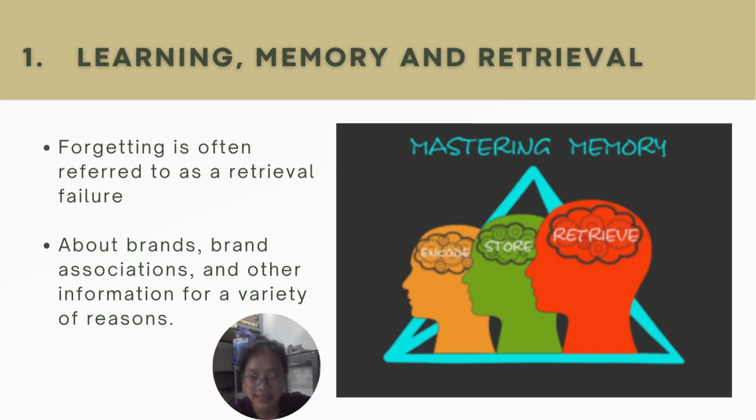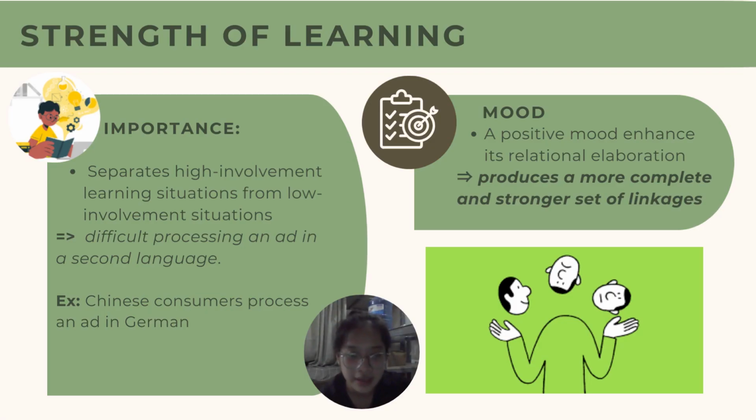As you know, in marketing, forgetting is often referred to as a retrieval failure. Consumers can forget brand associations and other information for a variety of reasons, which shows the importance of these elements. Strength of learning. In a second language, it separates high involvement learning situations from low ones, and it is very difficult processing an advertisement in a second language. If Chinese consumers process an advertisement in German, will it still be as effective as when they process the same ad in Chinese?